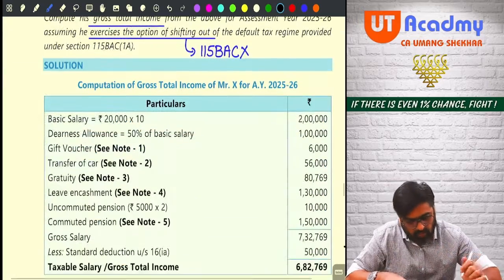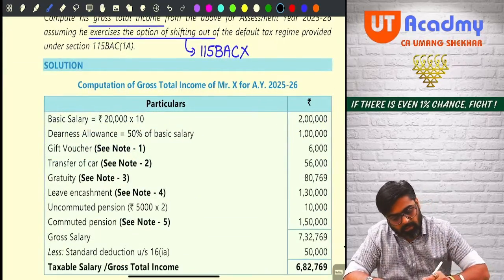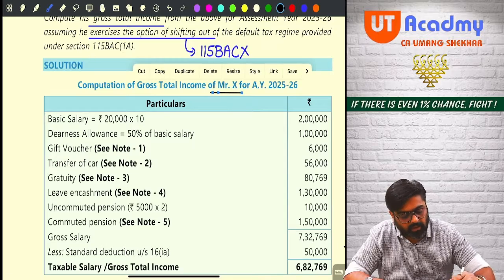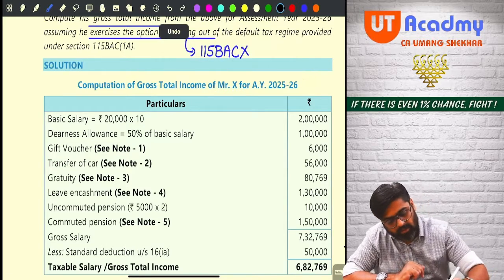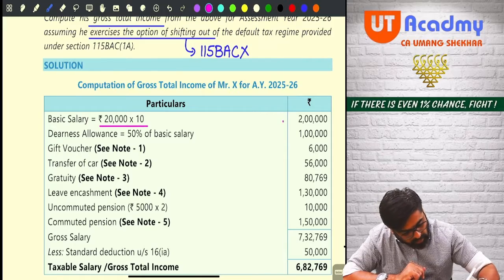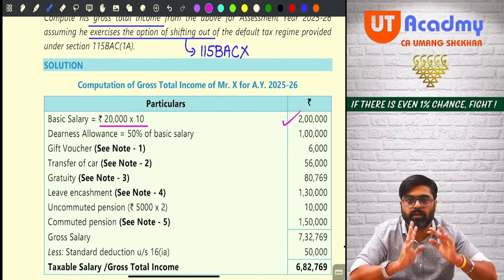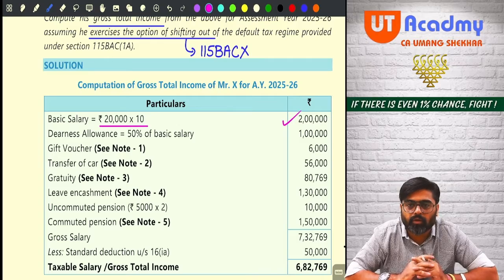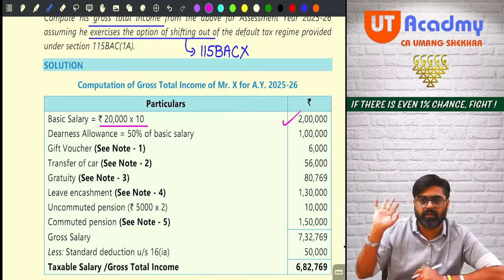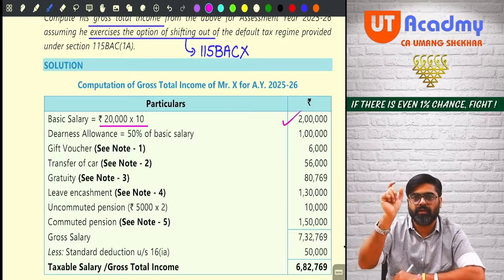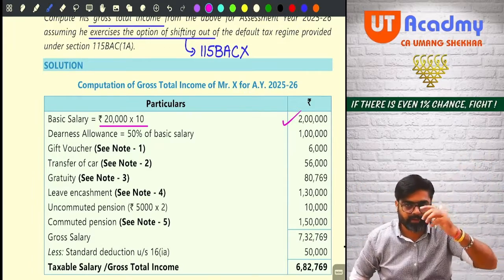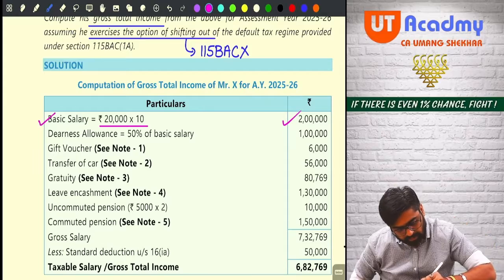So you will make a statement: computation of gross total income of Mr. X for the assessment year 25-26. He is receiving a basic salary of 20,000 into 10, amounting to 2 lakh rupees, taxable. Any problem here? You will make a salary statement. In that salary statement, you will write basic salary, in the bracket 20,000 per month into 10 months, 2 lakh rupees, outer column taxable. Done, everyone?